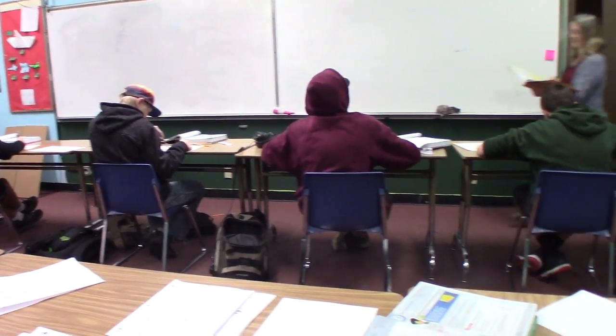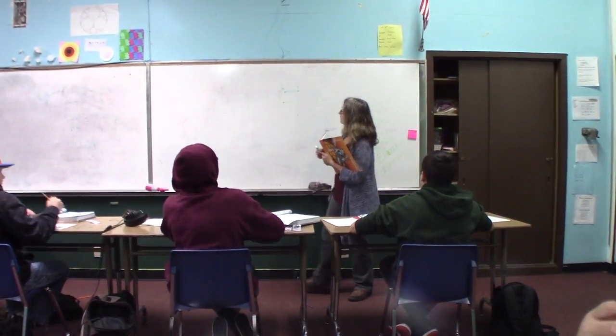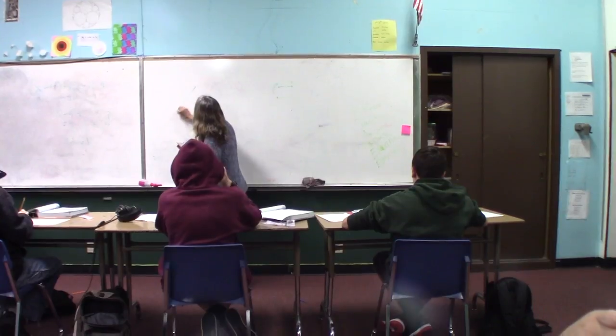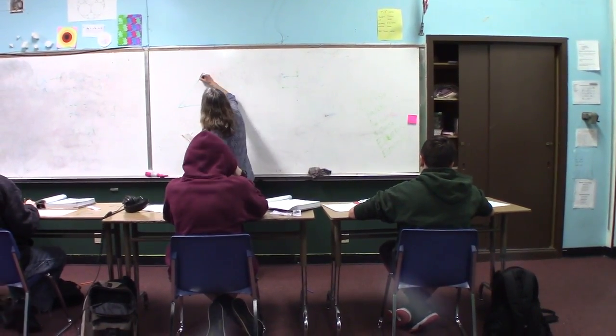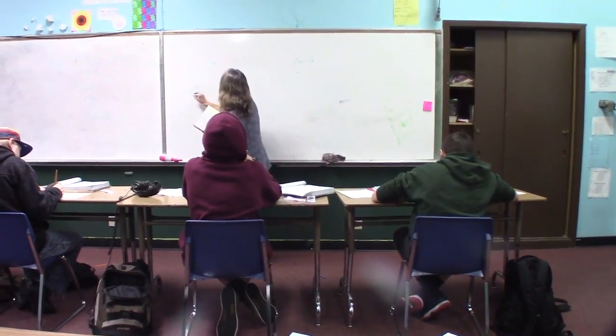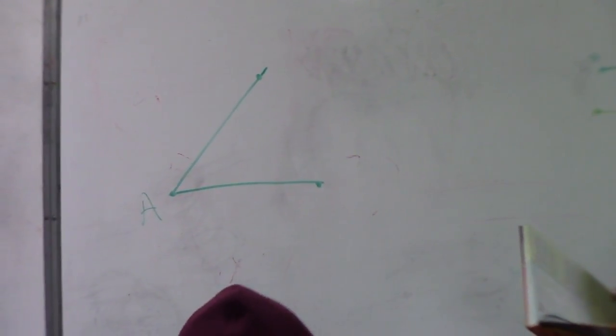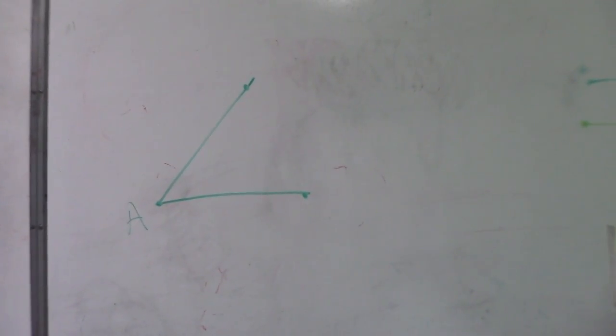Okay, the next thing, constructing congruent angles. This is a congruent segment. Remember with a congruent angle, we have an angle here, and we're going to label it angle A. And you need to construct an angle that's congruent to it. Do you remember how to do that?